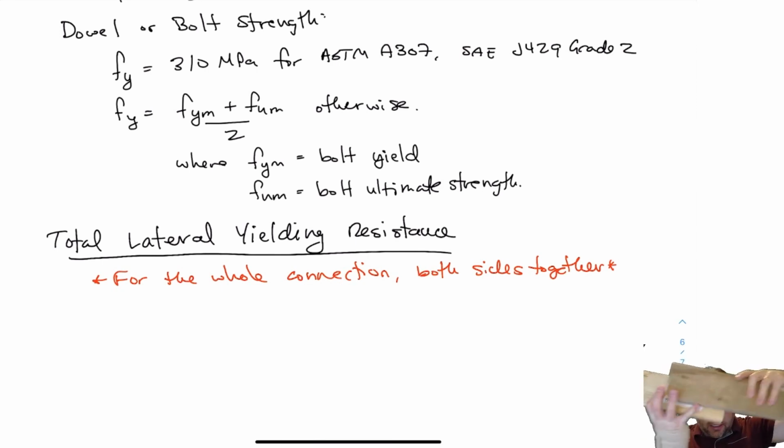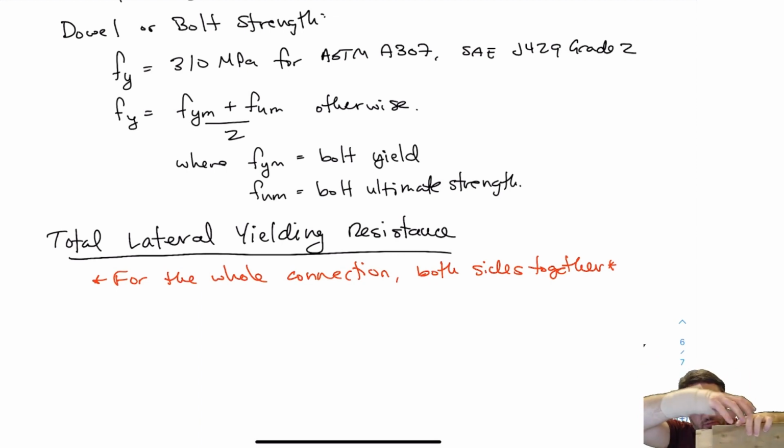So I don't check this side and this side separately. I just check the entire connection. I have one yielding resistance, because those Johansen yield equations include all of the members that are connected together. And by necessity, it has to do that, because we have to calculate how the bolt is bending through all of those connections and how the embedments are affected. So there is only one lateral yielding resistance check for the entire connection altogether.